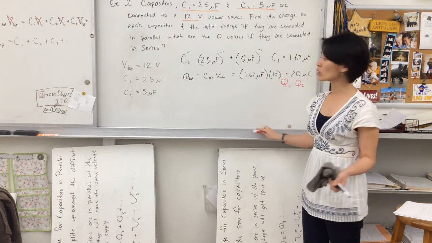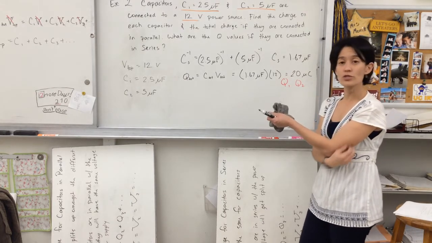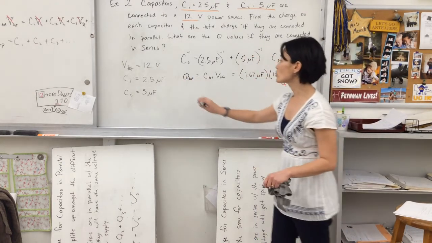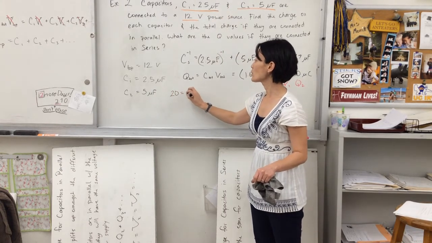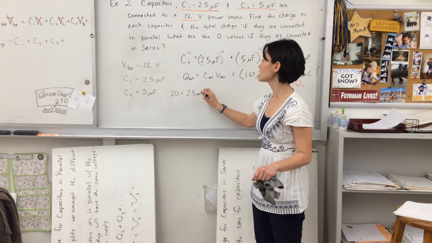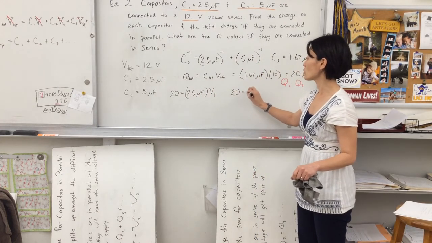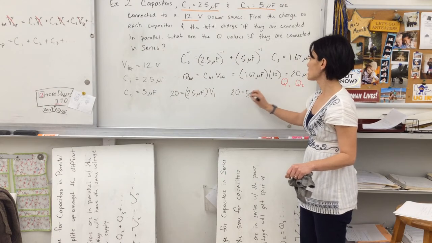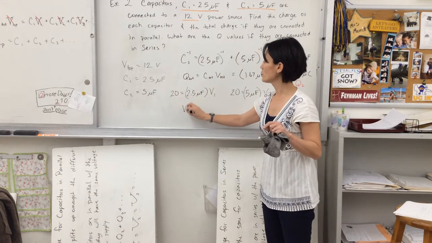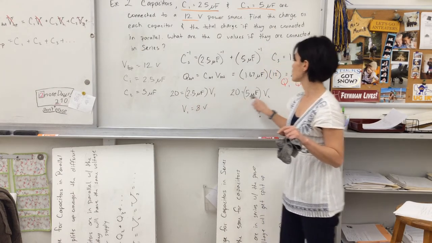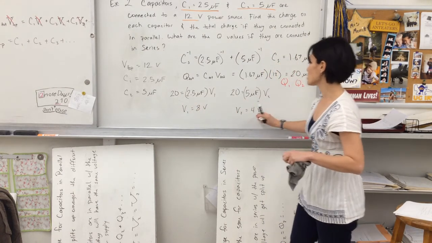Now, a way to check your work is to see if you can figure out what the voltages are, because we know the voltages should add up to 12. So you could do Q equals CV for each one. 20 is equal to 2.5 microfarads times voltage 1, and 20 should equal 5 microfarads times voltage 2. So for voltage 1, you get 8 volts, and for voltage 2, you get 4 volts, and that checks to be my total voltage.